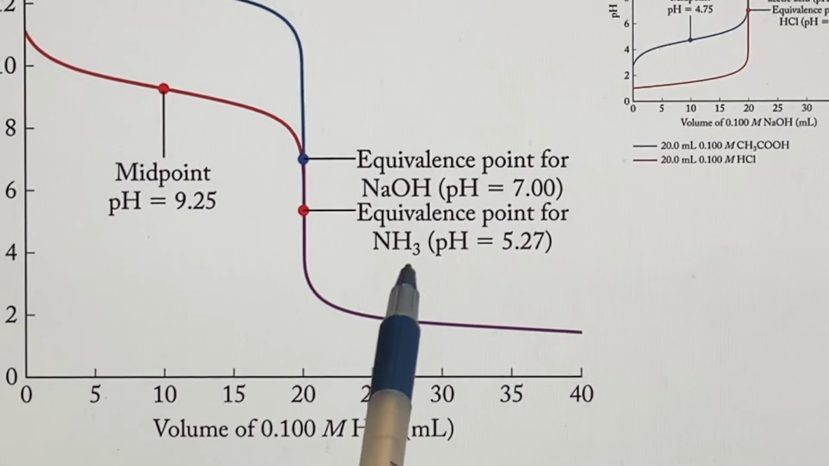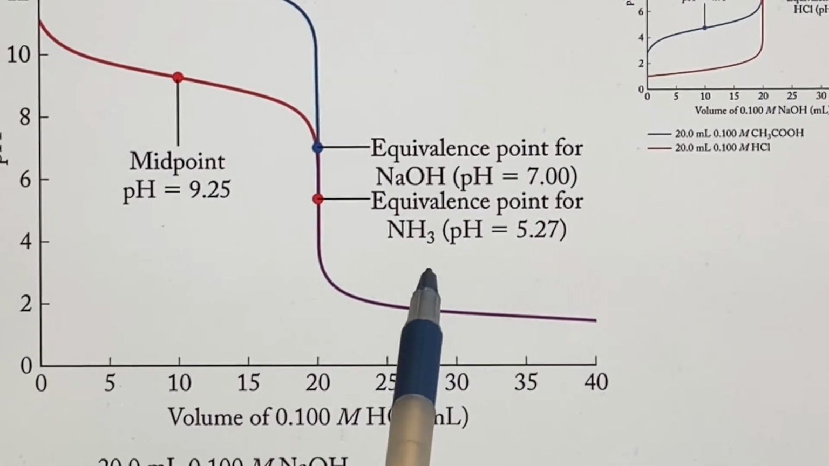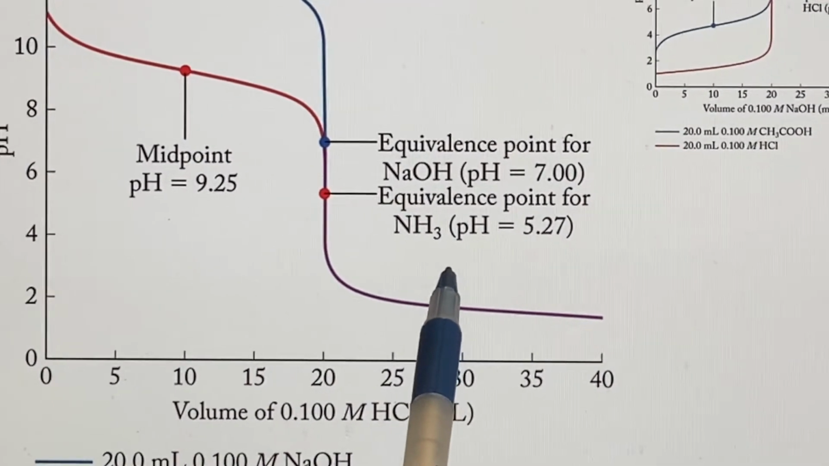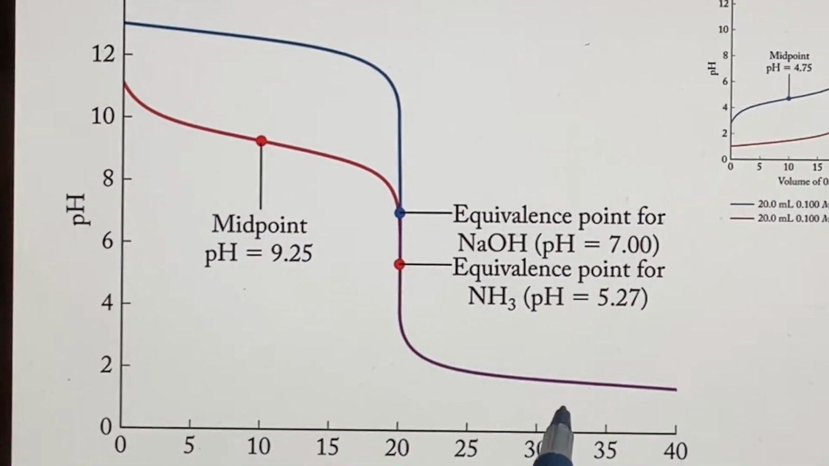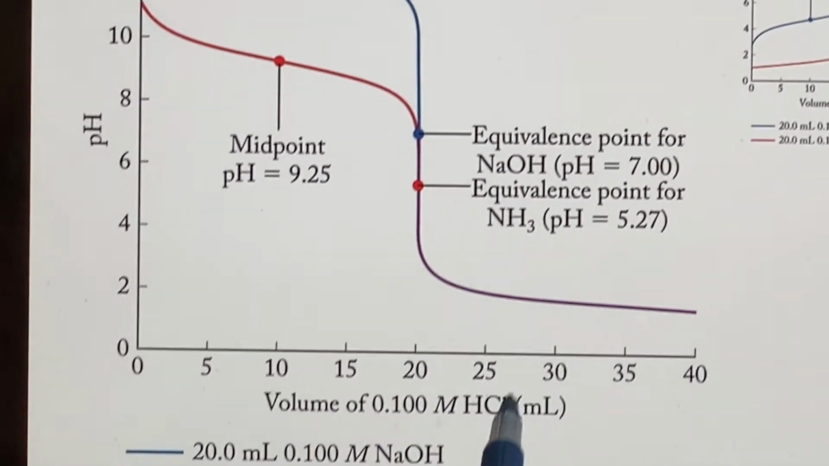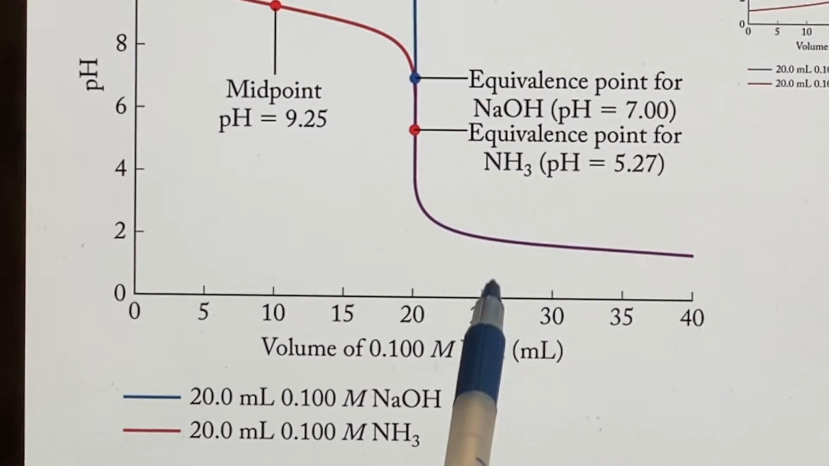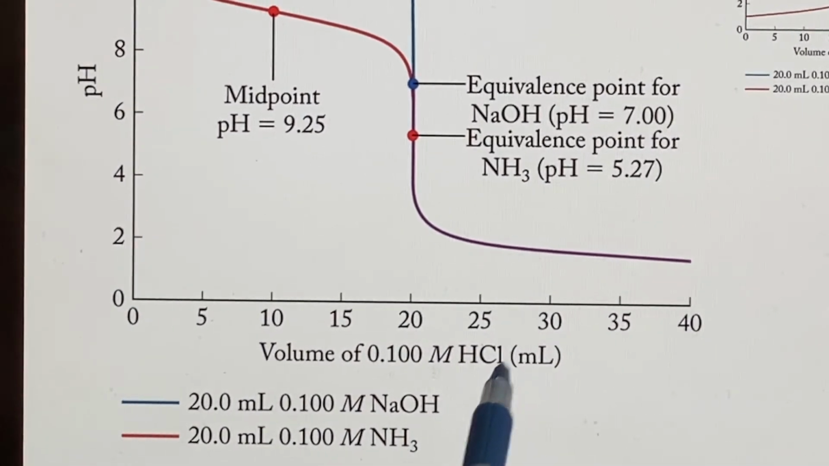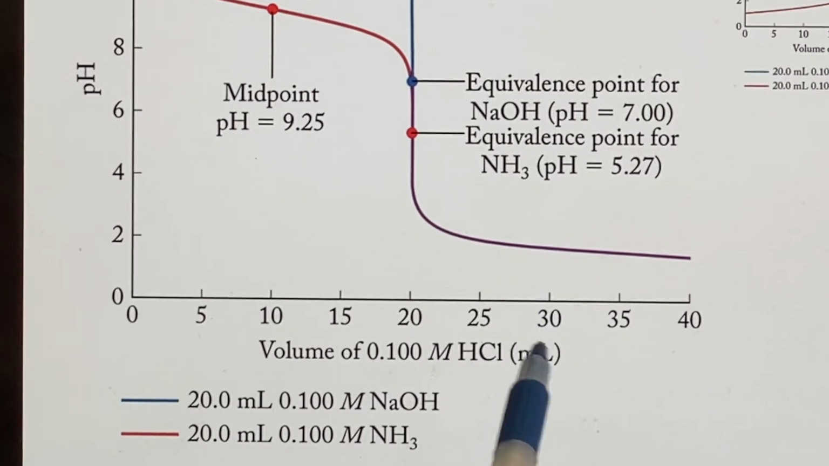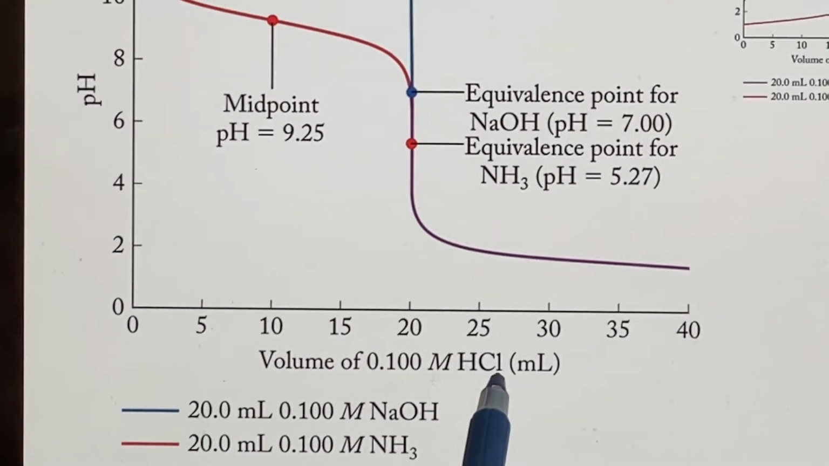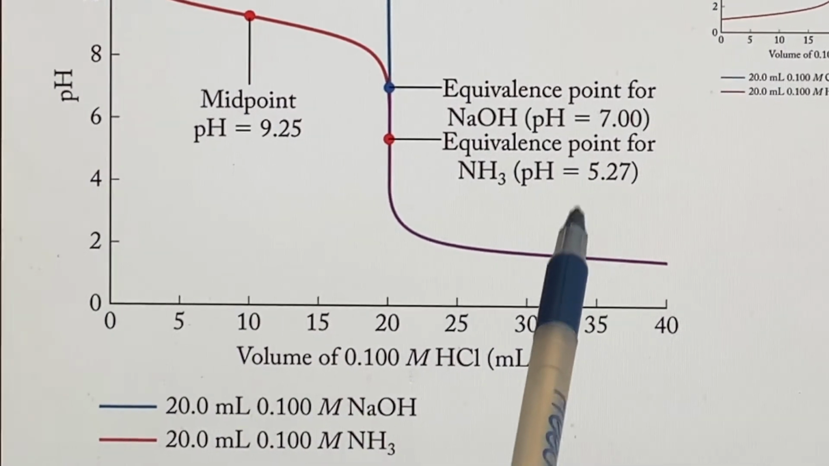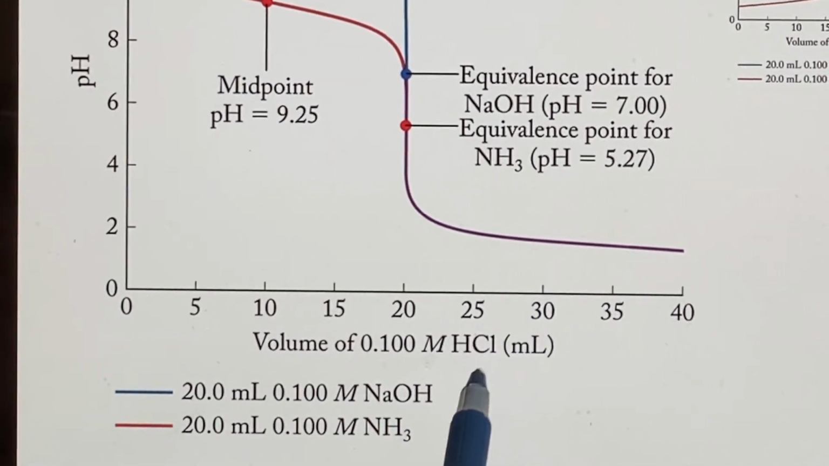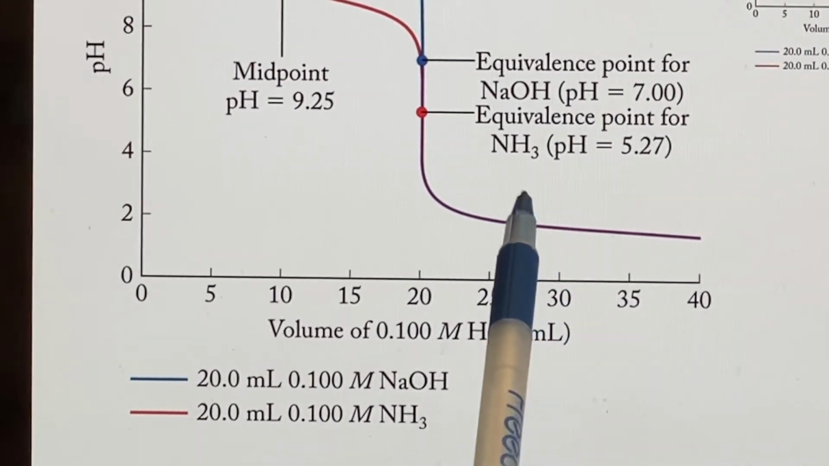What is that equivalent to then? Well, it has to mean that I've used up all of the base, and so I would be looking for ammonium chloride, and that would be the pH of ammonium chloride solution. It's acidic, and that makes sense because it's made out of a strong acid and a weak base.